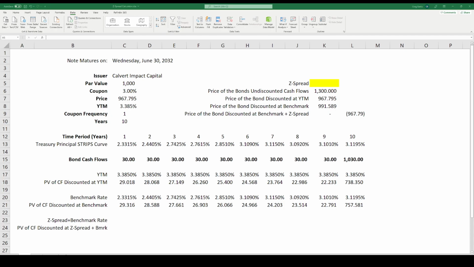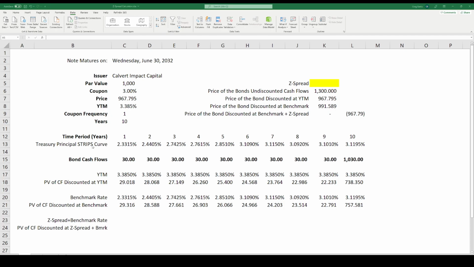Here we have a bond by Calvert Impact Capital. It has a par value of 1,000, a 3% coupon paid annually. It's a 10-year bond that matures on June 30th, 2032. Its price currently is 967.795, and it calculates to a yield to maturity of 3.385%.